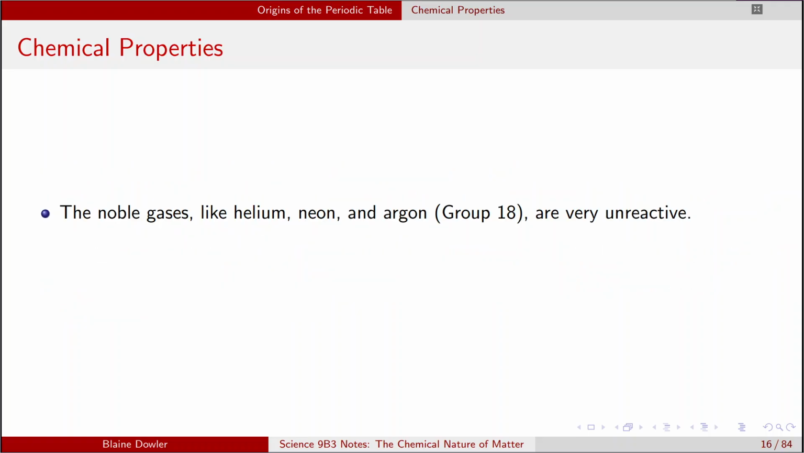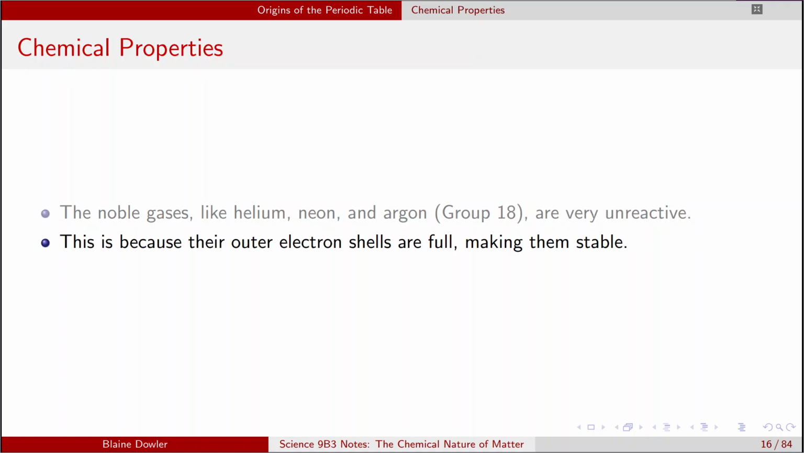The noble gases, like helium, neon, and argon, group 18, are very unreactive. This is because their outer electron shells are full, making them stable.